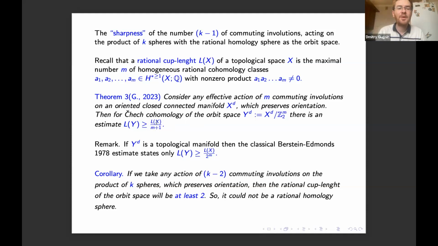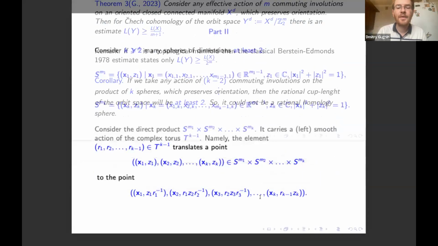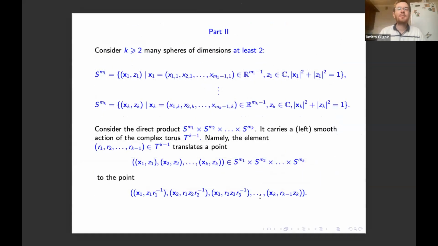So if you have k and m is equal to k minus 2, we have a corollary that if we take any action of k minus 2 commuting involutions on the product of k spheres which preserves orientation, then the rational cup length of the orbit space will be at least 2. So it could not be a rational homology sphere. This is part 1.